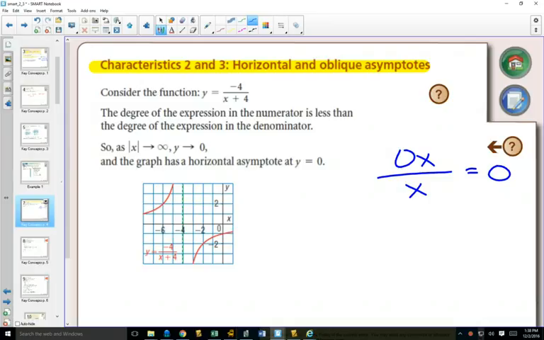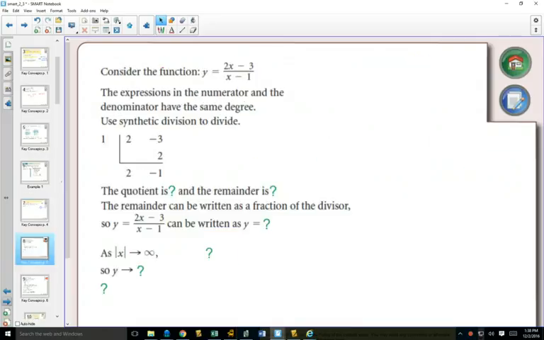What they're looking at in the notes here, they're saying if I put a very, very big number in for x, I would have -4 divided by like a billion. That's going to be very, very close to 0. So here is another one. 2x minus 3 over x minus 1.